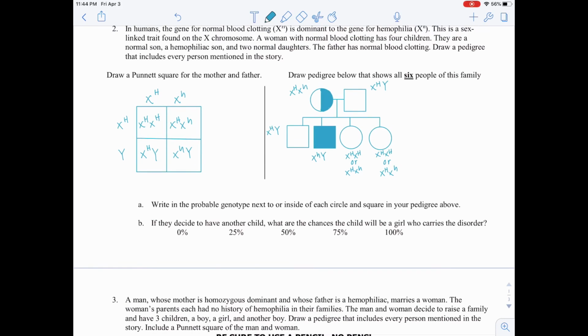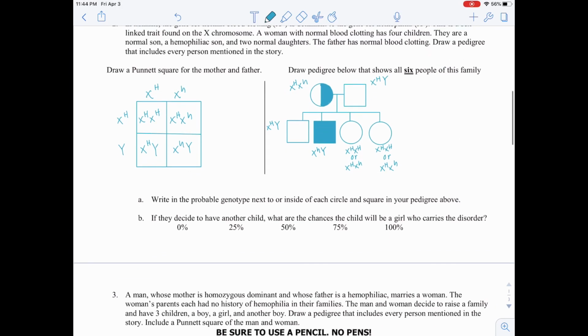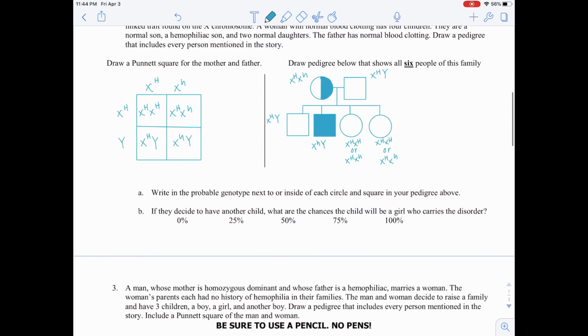And if they decide to have another child, what are the chances the child will be a girl who carries the disorder? So from the Punnett square, we see that there is a 50% chance that this child will be a girl and 25% that this girl will be a carrier of the disorder.